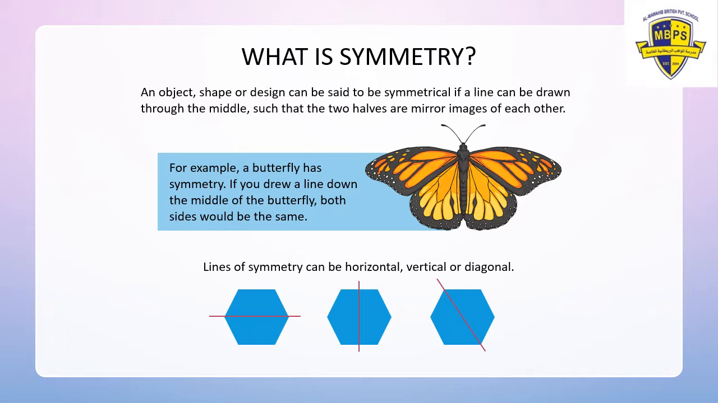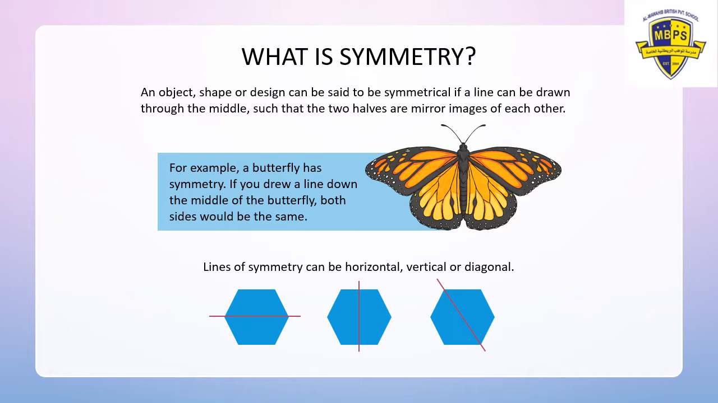Now, if you stand in front of the mirror and look at yourself, what do you see on the other side of the mirror? You can see yourself, right? You cannot see your brother or sister on the other side of the mirror. So whatever image is there in front of the mirror, you can see the same thing on the mirror. Okay, so that is called symmetry.